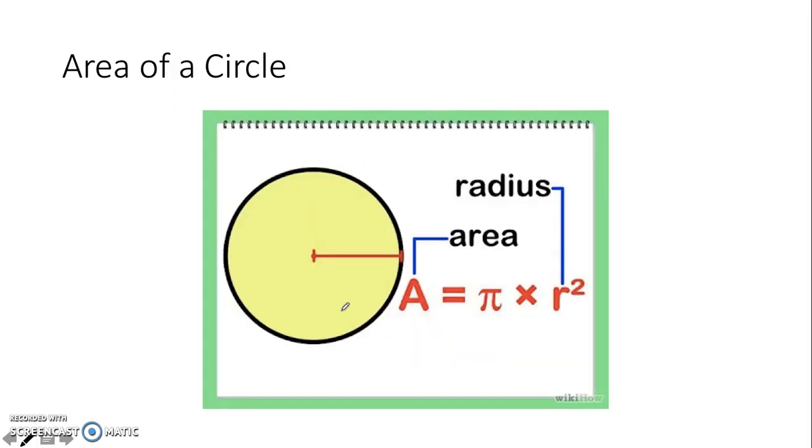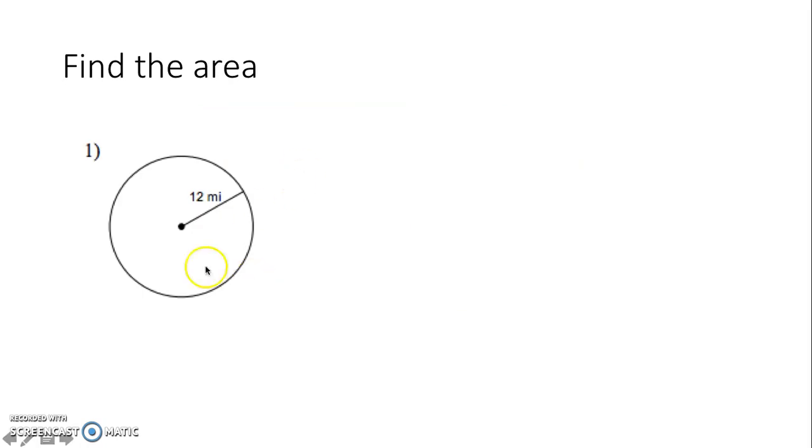Next, we're going to look at the area, and the area of a circle is the inside of the circle. Just like anything else that we do, the area is the inside. Our area formula is area is equal to pi r squared. So pi times the radius squared. All right, so let's take a look at this. We're going to find the area of this circle where the radius is 12 miles. So we have area is equal to pi r squared.